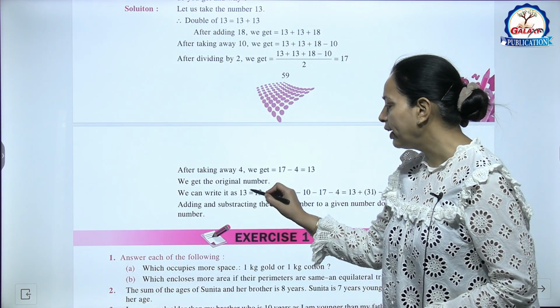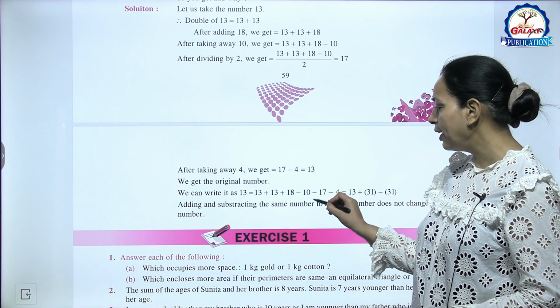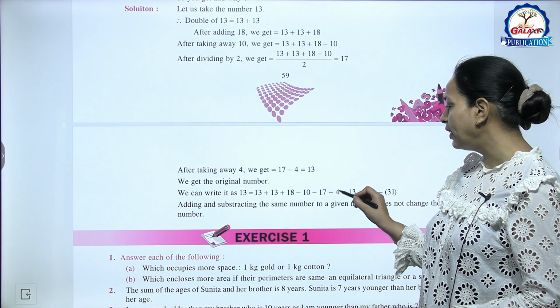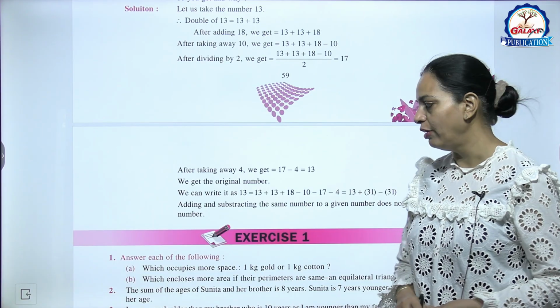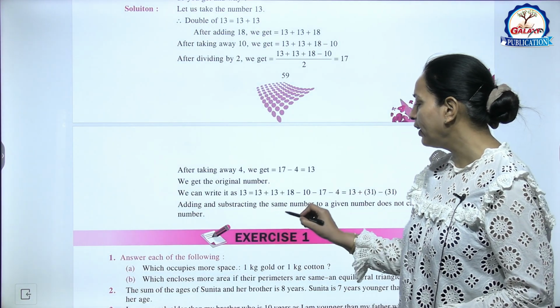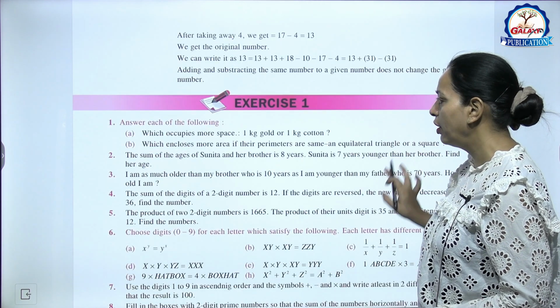So 13 को हमने कैसे लिखा? 13 plus 18 minus 10 minus 17 minus 4. So you will get only 13. Okay. So adding and subtracting the same number to a given number does not change the given number.